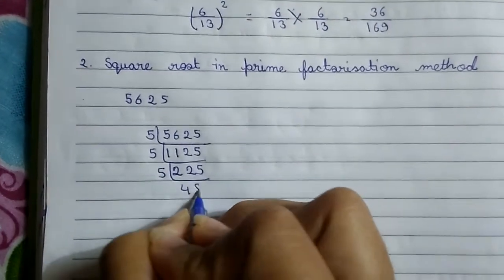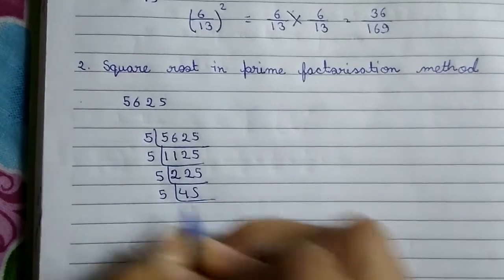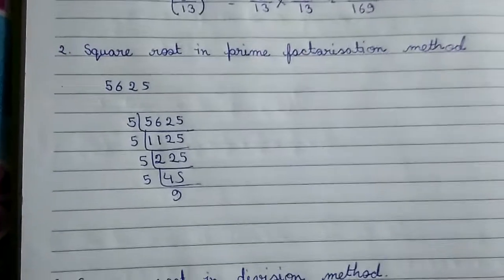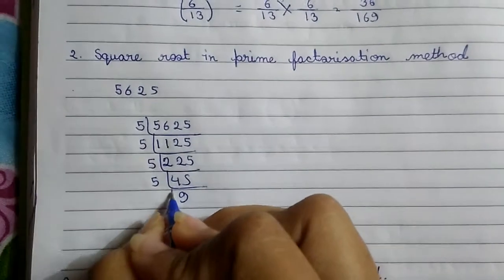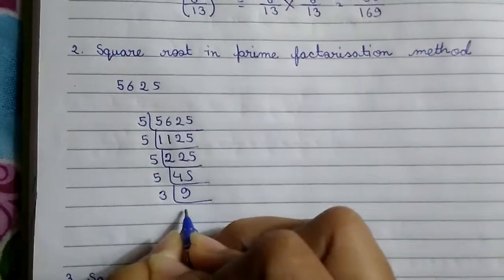Now we will do it once more. You can divide if it is a prime number. But 9 is not a prime number, 3 is a prime number. So we leave it right now.